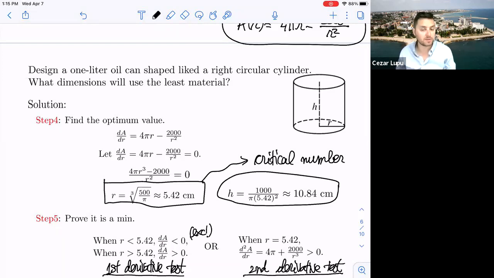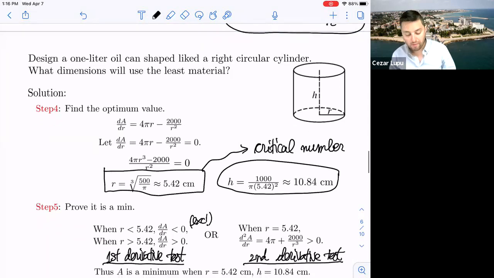You can compute the second derivative of the function A with respect to r, and you will get 4 pi plus 2000 over r cubed, and this will be positive. Then you evaluate this for r equals 5.42, the critical value, and if it's positive, then by the second derivative test, it's a minimum.